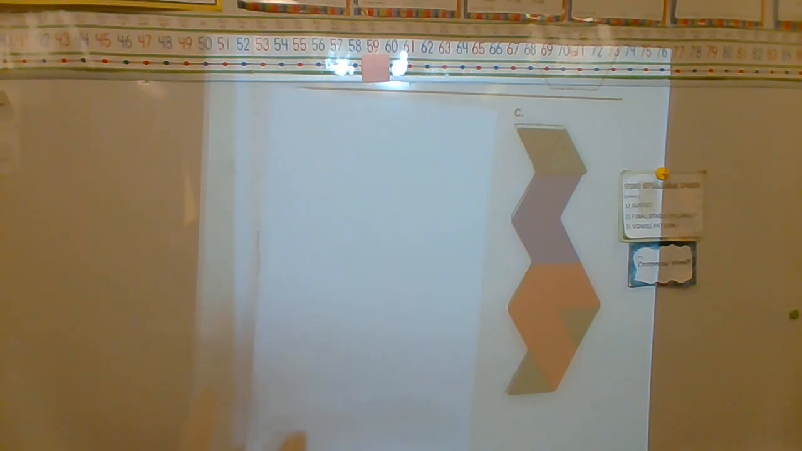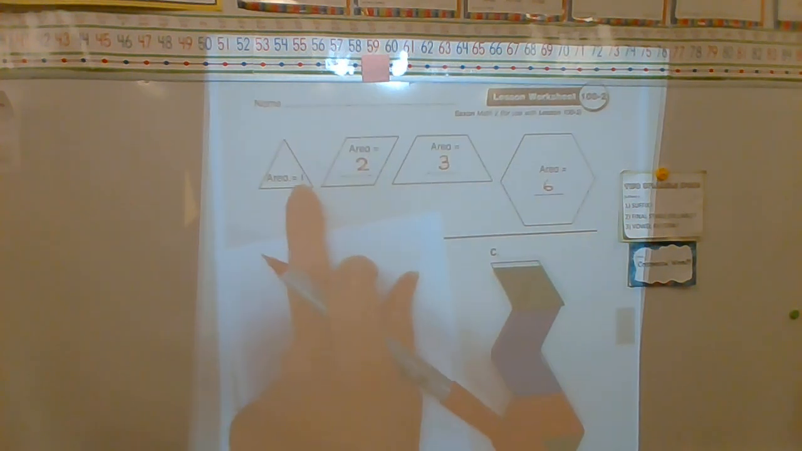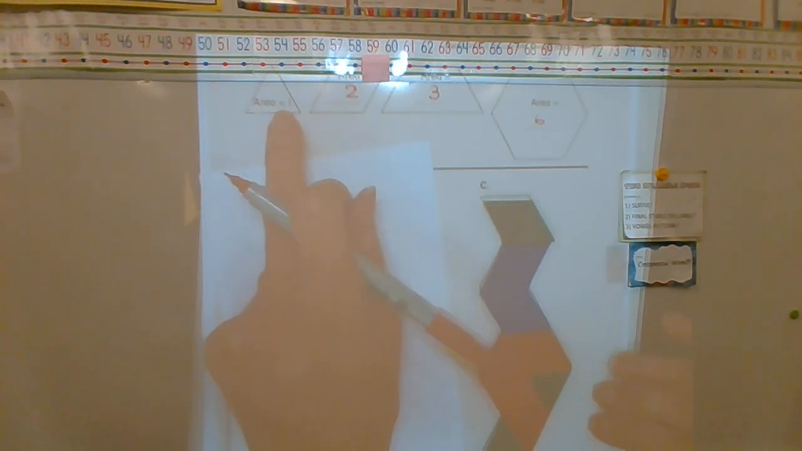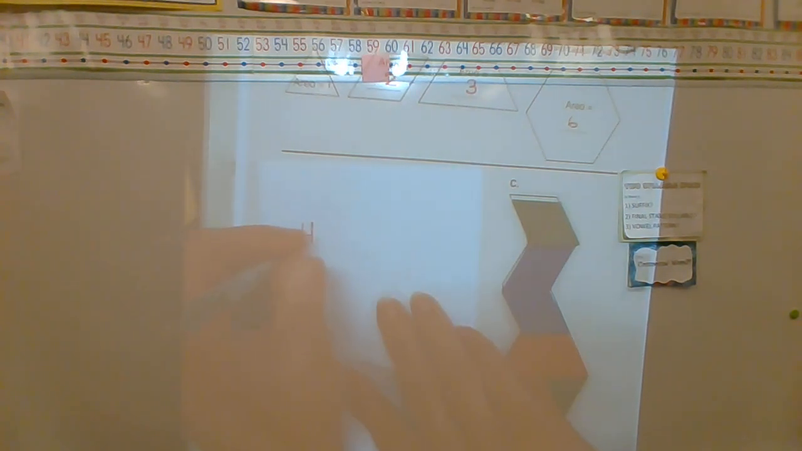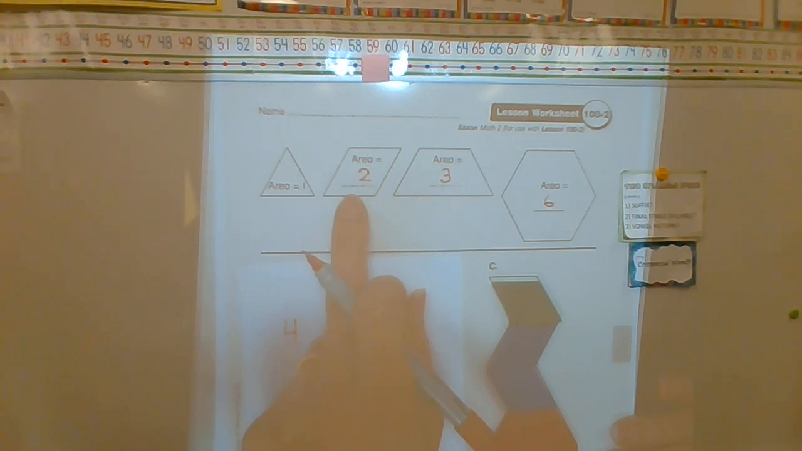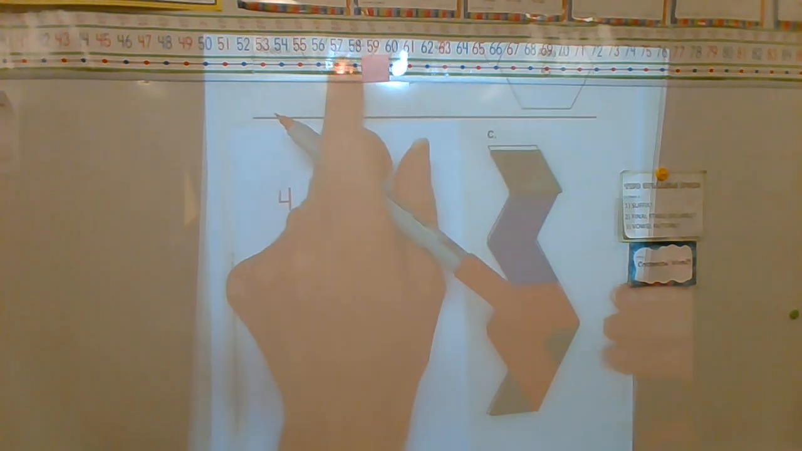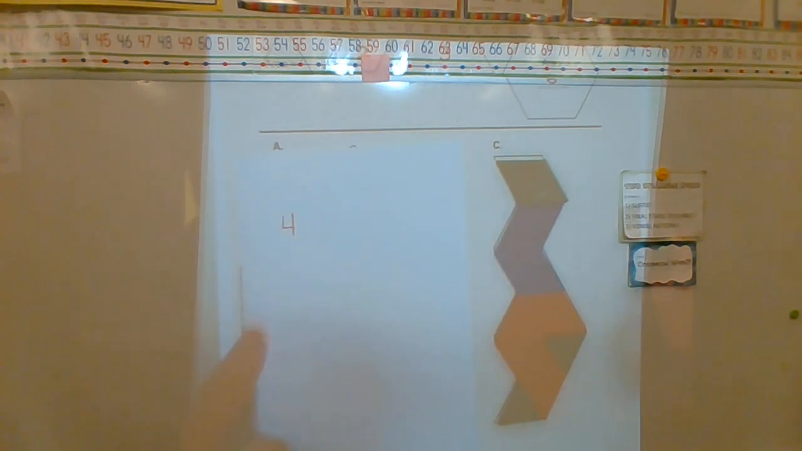Okay. Now, let's talk about our area. I have how many green triangles? 1, 2, 3, 4. Interesting. So that's a 4. How many blue, looking for blue parallelograms. How many did I use? 1, 2. Well, each parallelogram is worth 2. So what's 2 plus 2? That's right, it's 4.